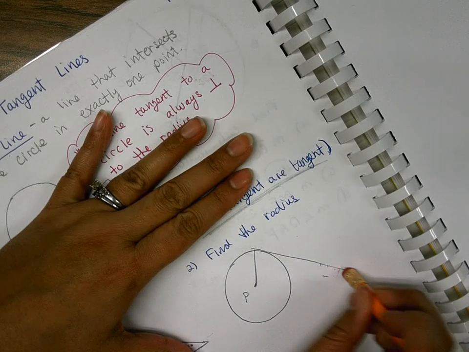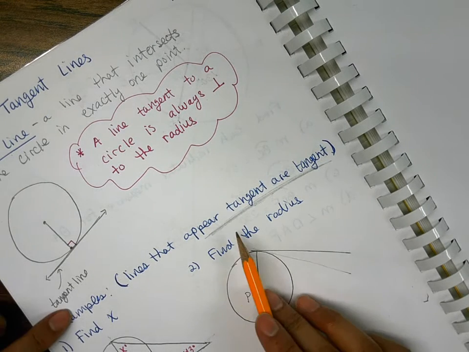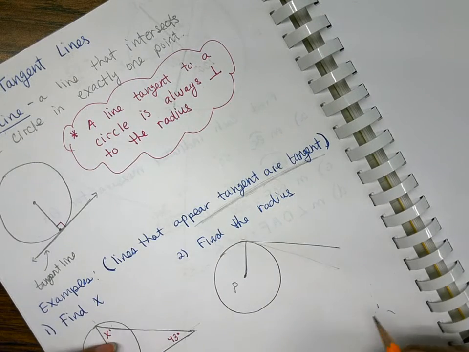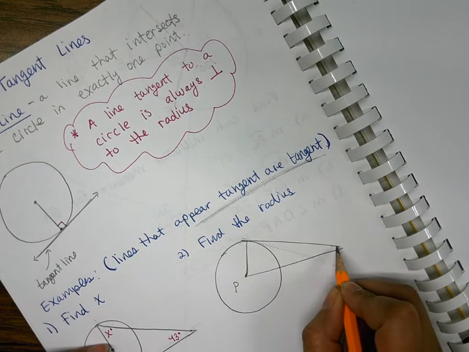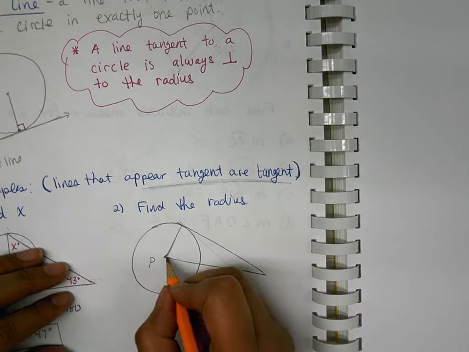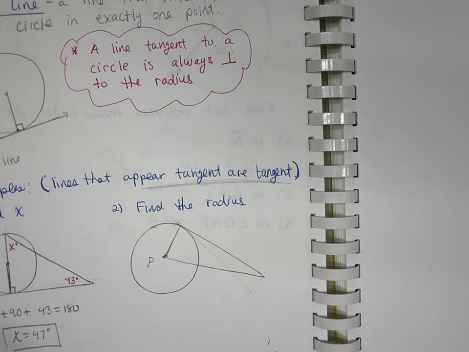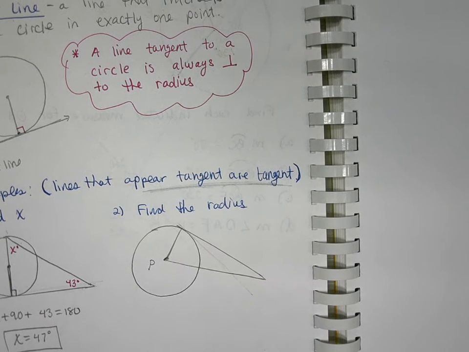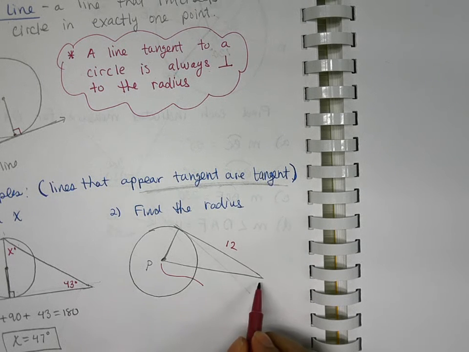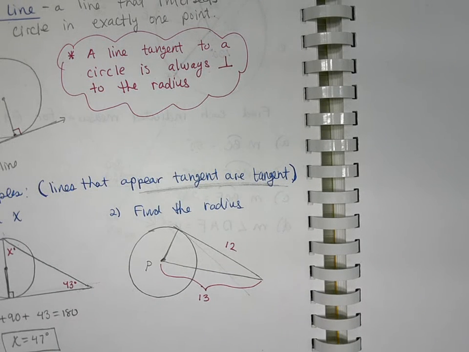Now I'm going to tell you right now that this line is tangent, but on the homework it's not going to tell you every single time. Again, for that reason, if it appears to be tangent, it is. Then I'm going to connect there. So go ahead and draw that circle at center P, and I'm going to give you that the length of this leg is 12, and the length of this leg here is 13.